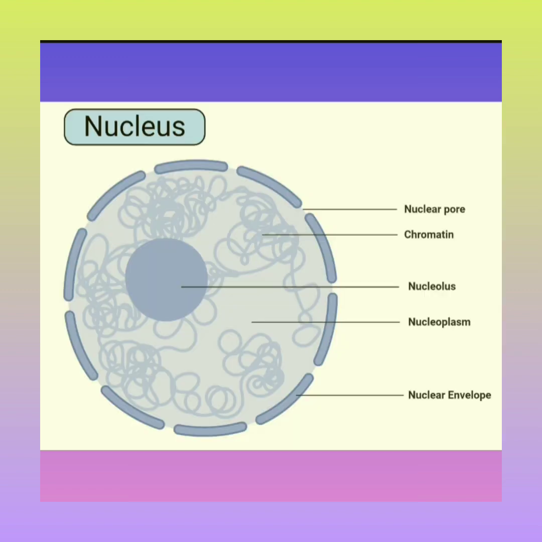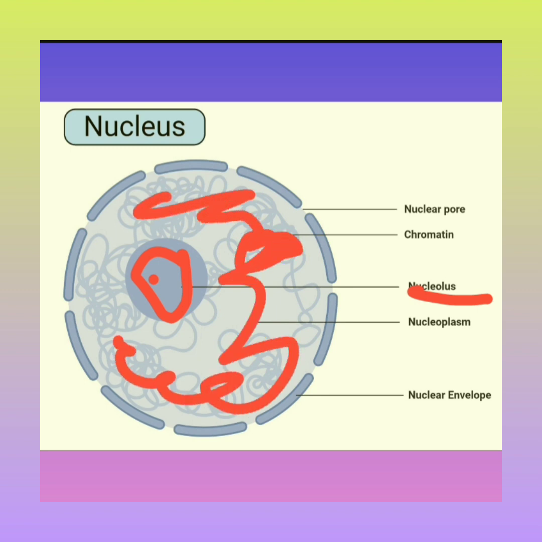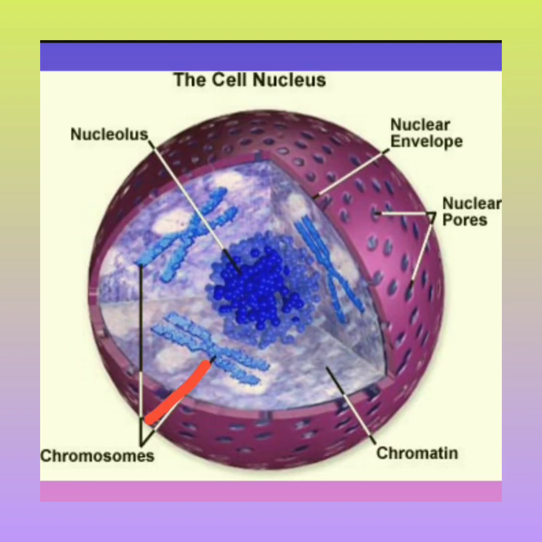With the microscope, we can see a small spherical body present inside the nucleus called the nucleolus. It also contains long thread-like structures called chromosomes. These chromosomes contain genes which transfer the characters from the parents to the offspring.